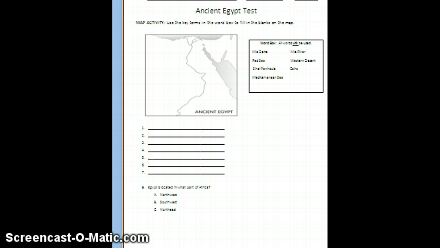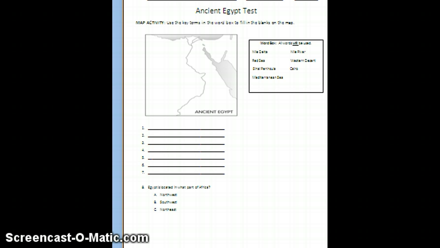Number 22. The Egyptians' religion was based off of the belief in blank. A. One god named Ptah, making them monotheistic. B. Two gods named Ptah and Menes, making them polytheistic. C. Many gods, making them polytheistic.